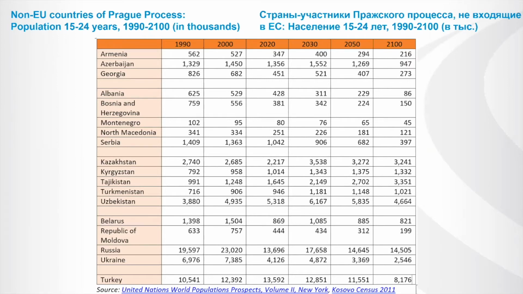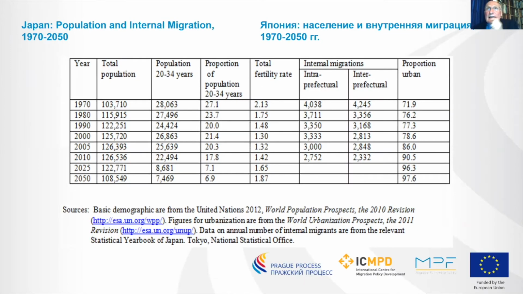I've just put here the declines in the non-EU countries in the Prague Process. You can see, let me take Georgia, 826,000 down to 273,000. For a big country like Russia, from 23 million down to 14.5 million. Ukraine from 7.4 million down to 2.5 million. Marked declines in those people who are most likely to migrate and who are, after all, the future of your societies. I want to look at the implications that has for migration. And the country I want to look at is Japan, because Japan is much further down this road than many of the other countries that we've very briefly looked at.